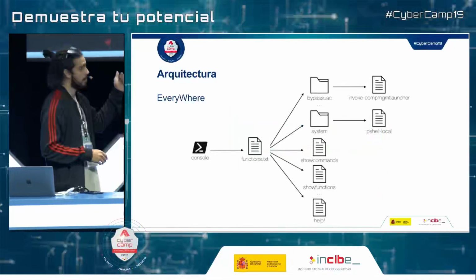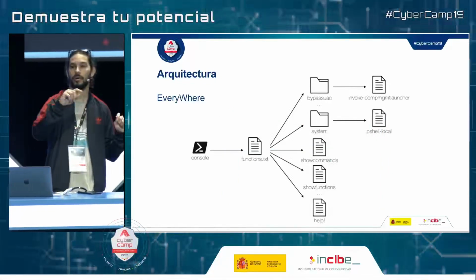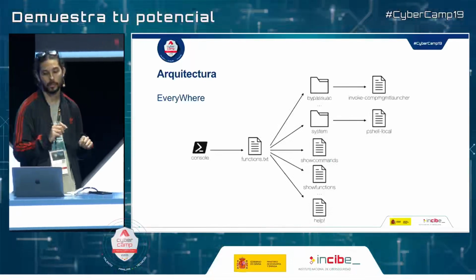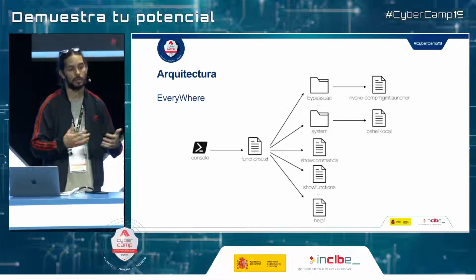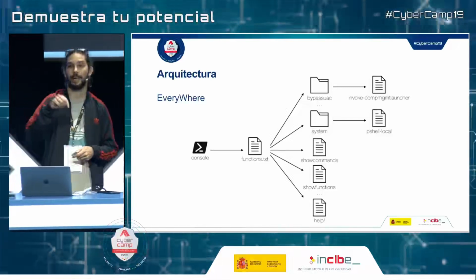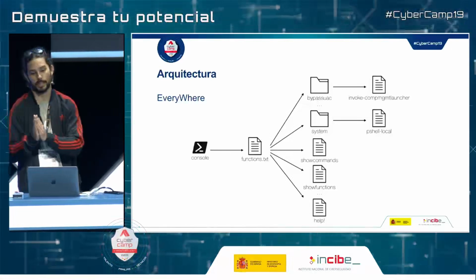Graphically, this is what we would load: we have the console. That console is going to write down all the functions it's reading in function.txt, so whenever we want to implement a new functionality, we're going to put it there. We're going to keep the pointer there.